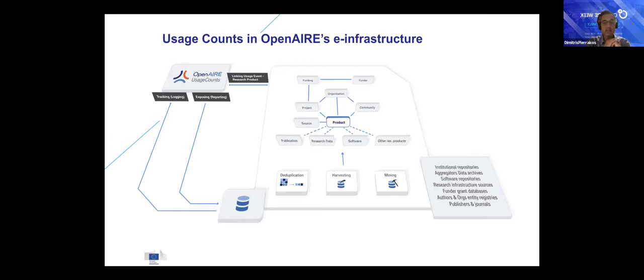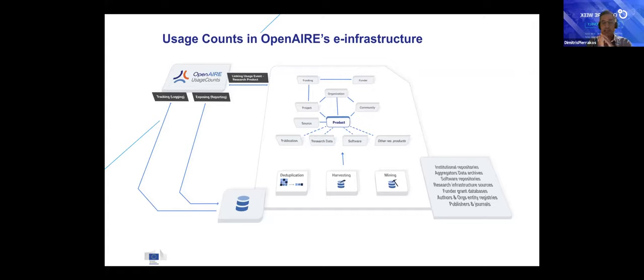In this OpenAIRE infrastructure, we have the content providers: the institutional repositories, the aggregators, the software repositories, which Claudio mentioned in his presentation, that provide content to OpenAIRE. This content is mined, harvested, and deduplicated in order to produce the OpenAIRE Research Graph, which includes all the research products, for example, publications, software, etc.